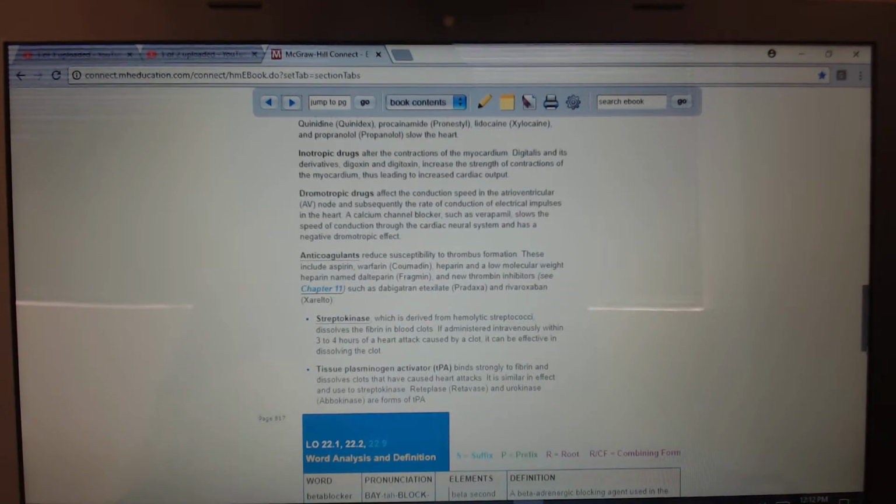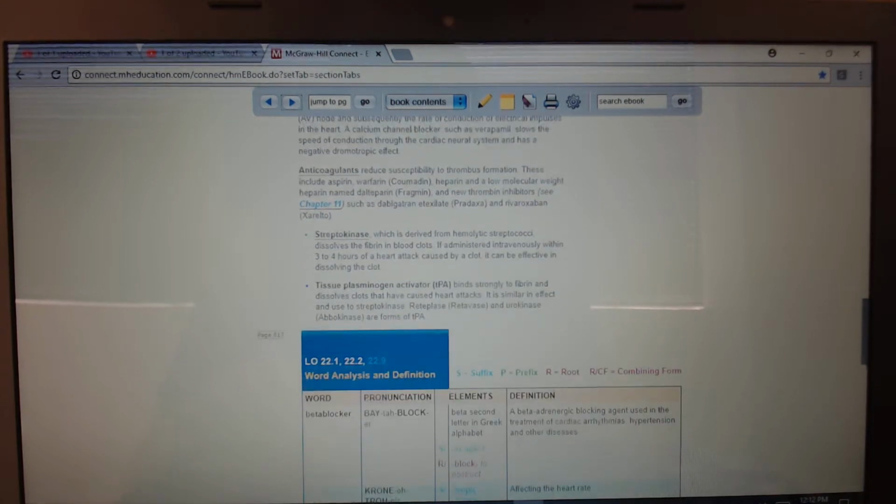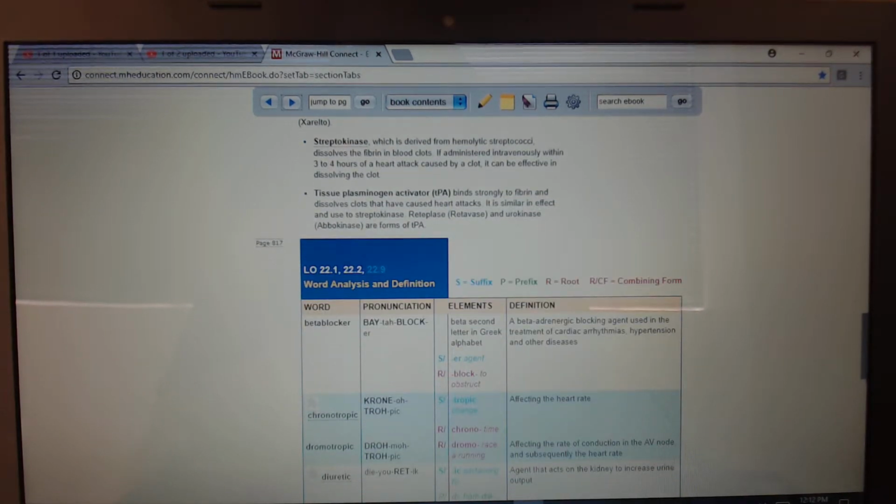Streptokinase, which is a derivative from hemolytic streptococci, dissolves the fibrin in blood clots. It's administered intravenously within 3 to 4 hours of a heart attack caused by a clot. It can be effective in dissolving the clot. Tissue plasminogen activators bind strongly to fibrin and dissolve clots that have caused heart attacks. It's similar in effect and use to streptokinase. Reteplase or Retavase and urokinase, Abbokinase, are forms of TPA.